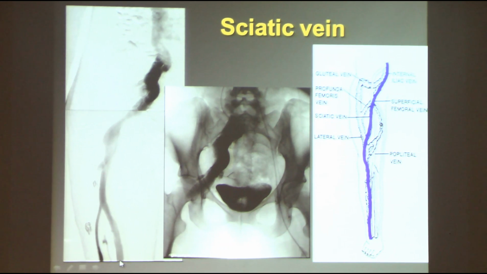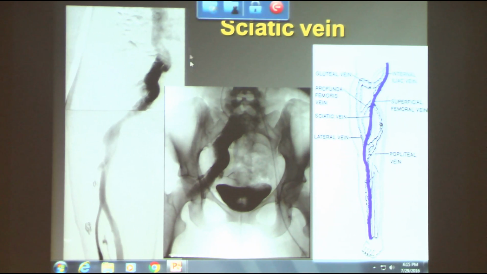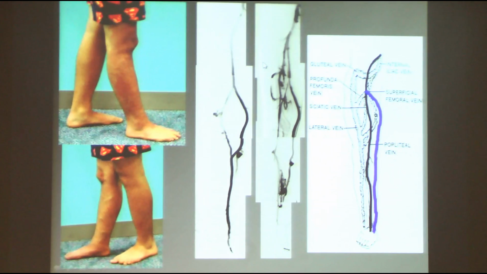Another anomalous vein, and this one is running right over the femur. This is a sciatic vein. It's running the same course as sciatic nerve and coming up into the inferior vena cava. You can see how large this is. And on the diagram here we see it's running right along the middle of the back of the thigh and up and into the internal iliac drainage instead of the external.